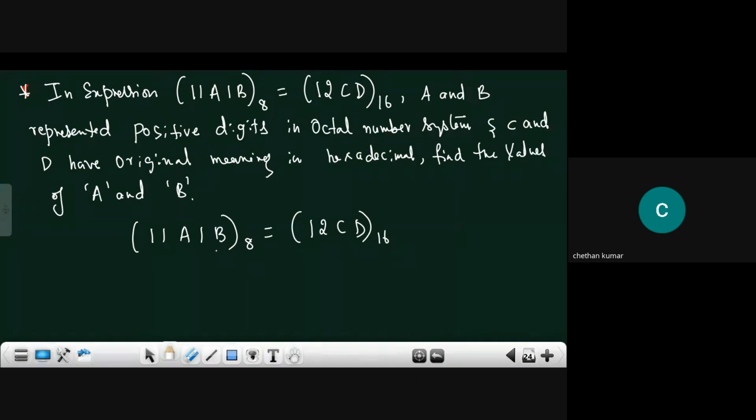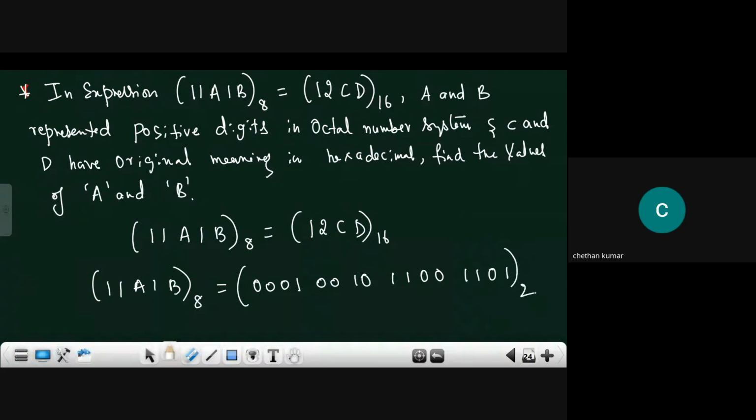Hexadecimal number to binary. Correct. 1A1B of base 8 is equal to, you convert this hexadecimal into binary. What is the binary? 0001, 0010. C means 12, which means 1100. D means 1101, with the base of 2. Now you convert this binary to octal.